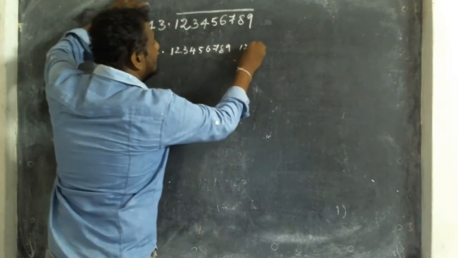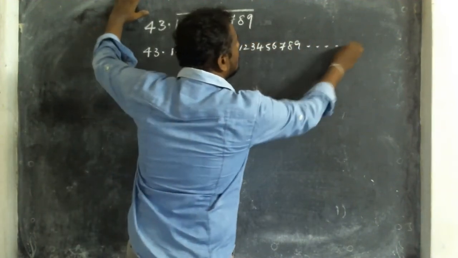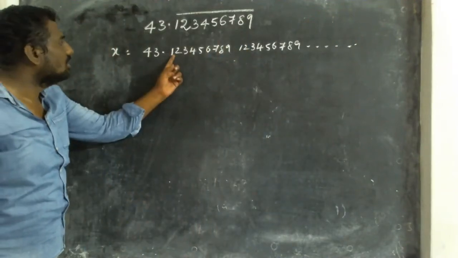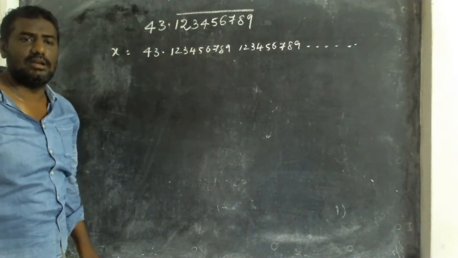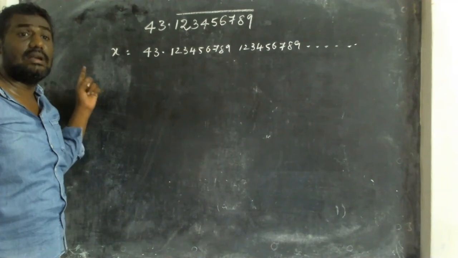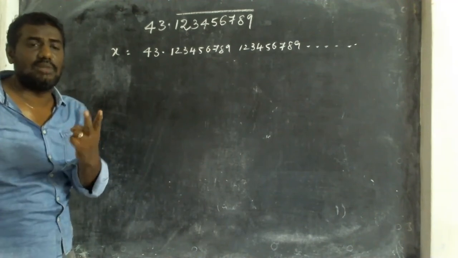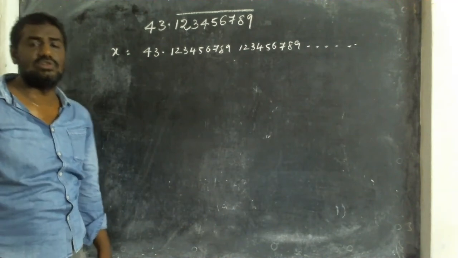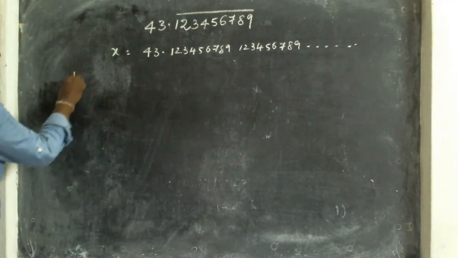x equals 43.123456789, 1, 2, 3, 4, 5, 6, 7, 8, 9, and so on. Here after the decimal, the bar is for 9 numbers. The bar is for 9 numbers means we have to multiply the equation with 9 zeros. If the bar is for 2 numbers, we multiply by 2 zeros. For 3 numbers, 3 zeros. But here the bar is for 9 numbers, so you have to multiply with 1 followed by 9 zeros.